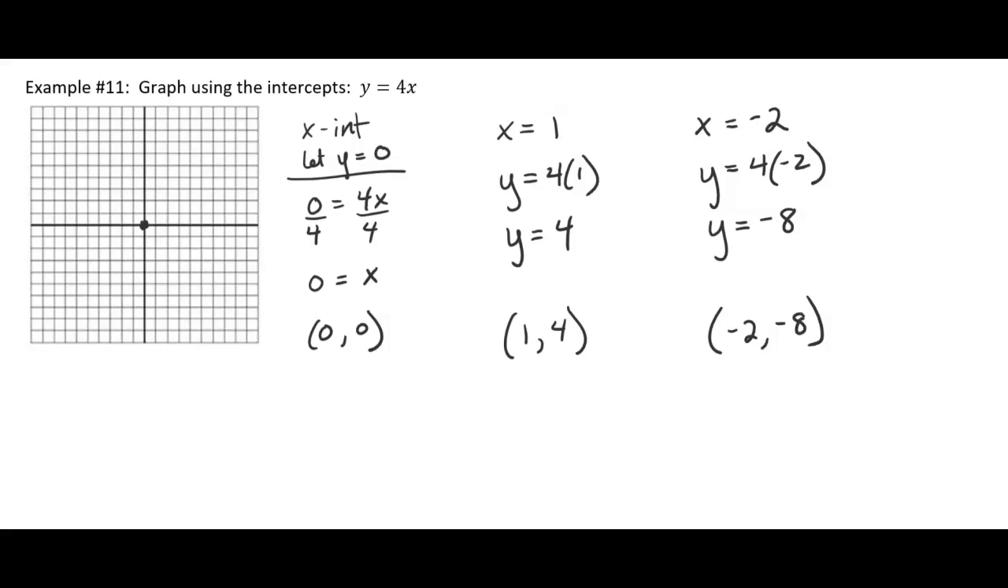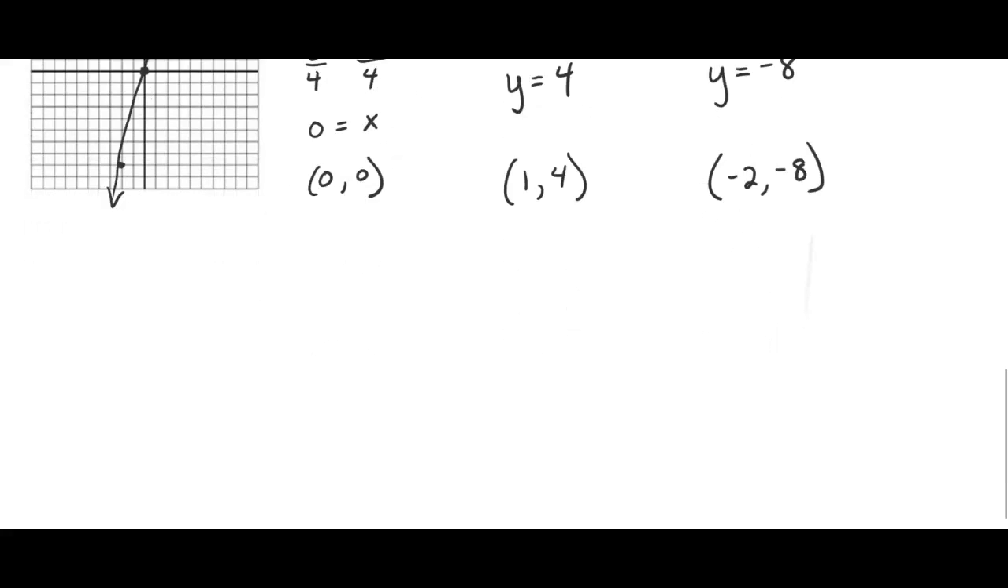We already graphed 0, 0, so now we need 1, 4: 1, 2, 3, 4. And then negative 2, negative 8, so left 2 and down 8. Do the 3 points line up? Yeah, they line up pretty good. And there's my line. I think that's it.